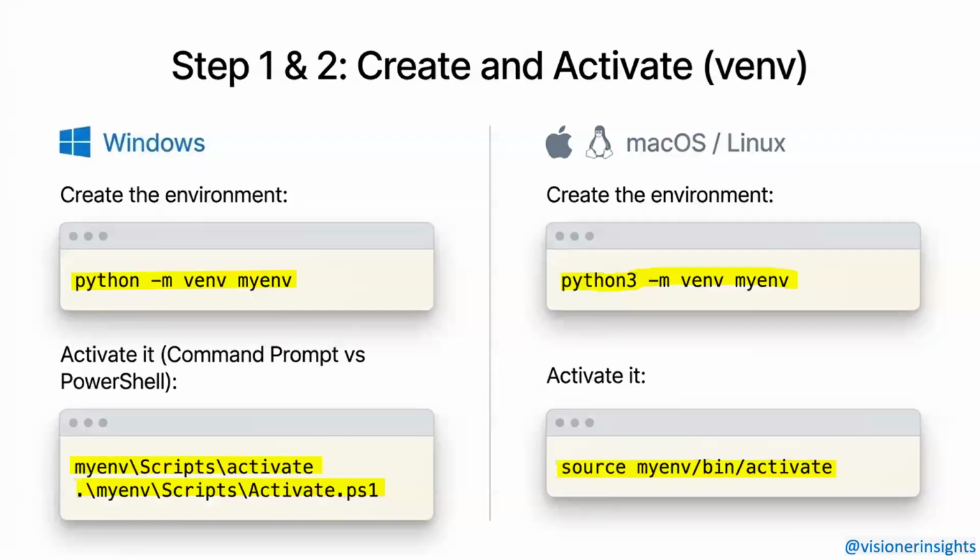Let's break this down into the two vital steps, creating and activating. First, you run a quick command to generate the environment folder itself. But actually scratch that. Creating it is only half the battle. You then have the absolute crucial step of activating it. There are some slight differences depending on your operating system here. Windows uses a scripts folder and an activate file, whereas macOS and Linux use a bin folder and the source command. Let's look at the exact commands.